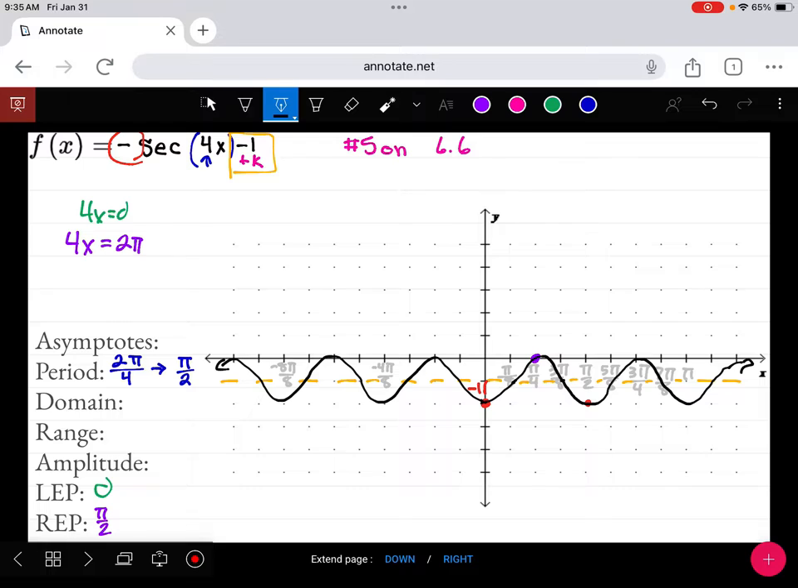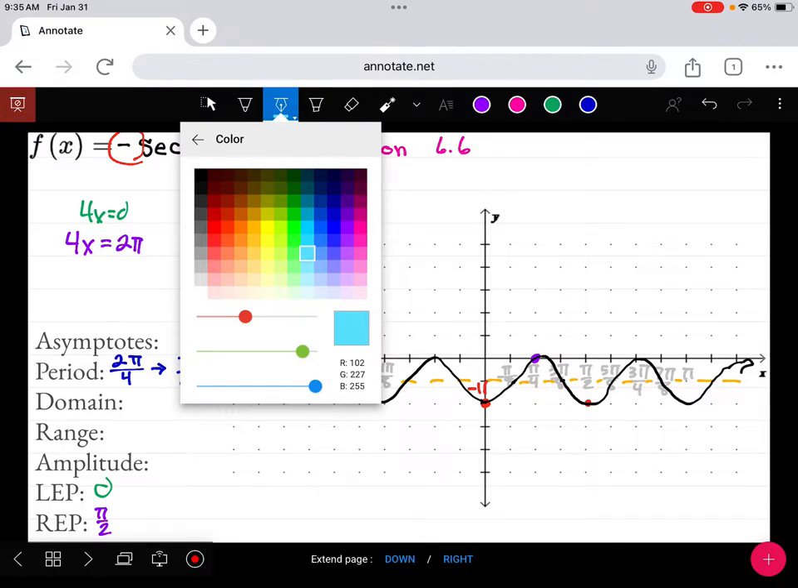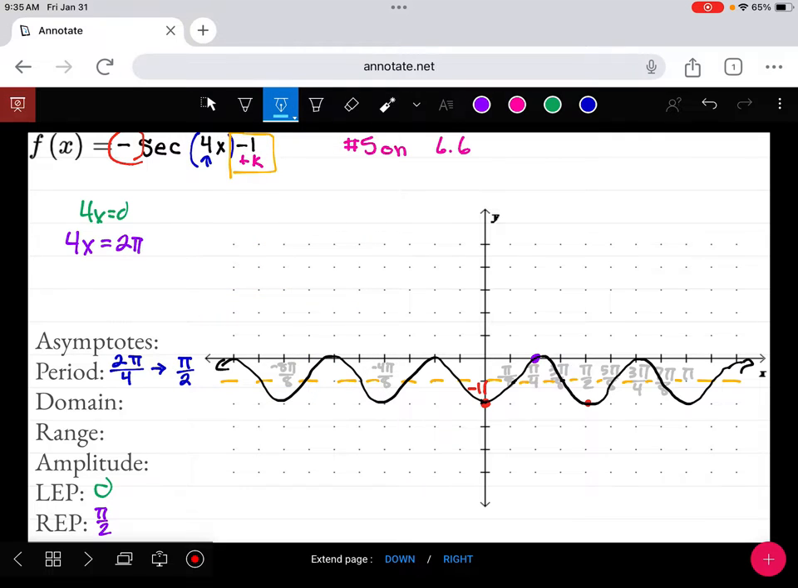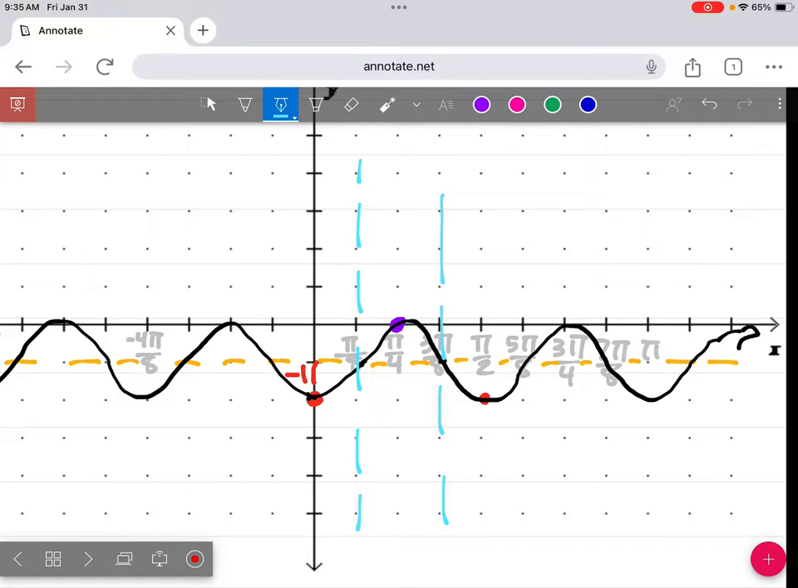From here, we can figure out our asymptotes. Where are we going to have asymptotes on this one? Pi over 8, we have one, where we hit that midline. Every place we hit that midline is where we have our asymptotes. So we have bunches on this one because of the way I counted.